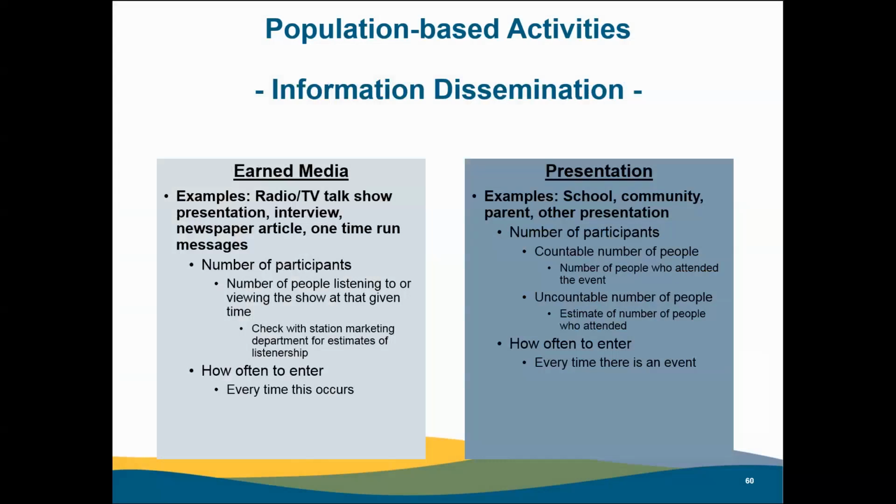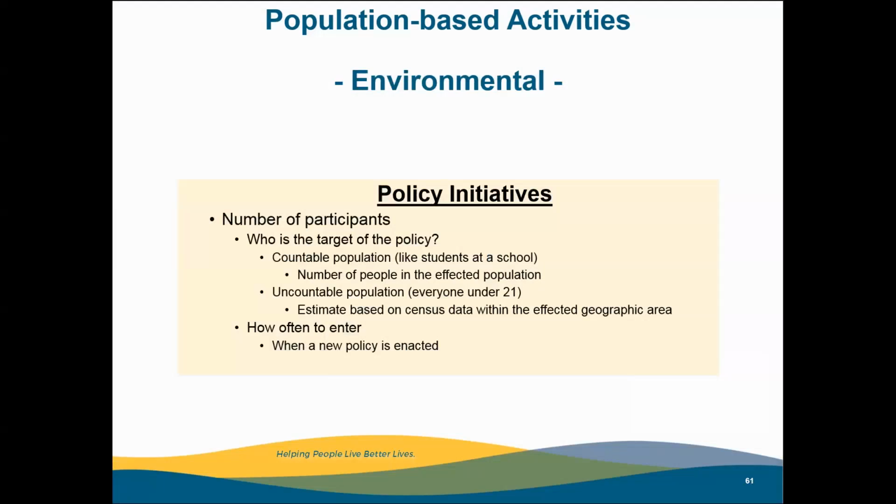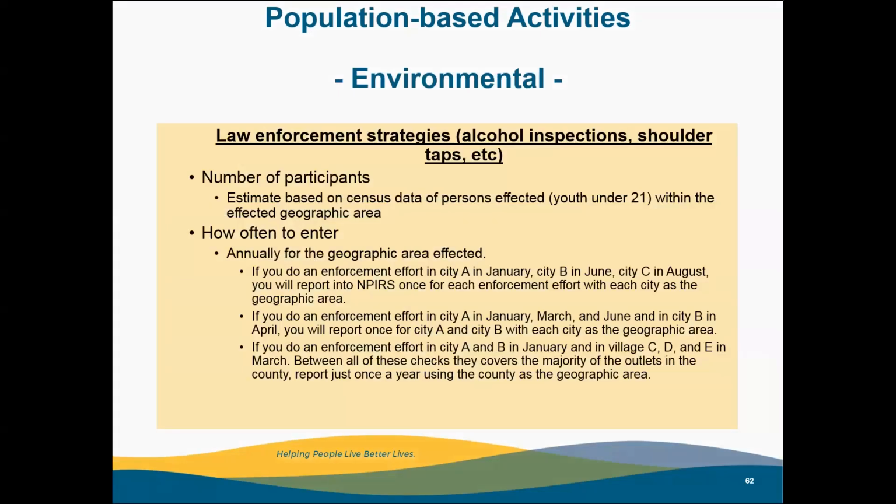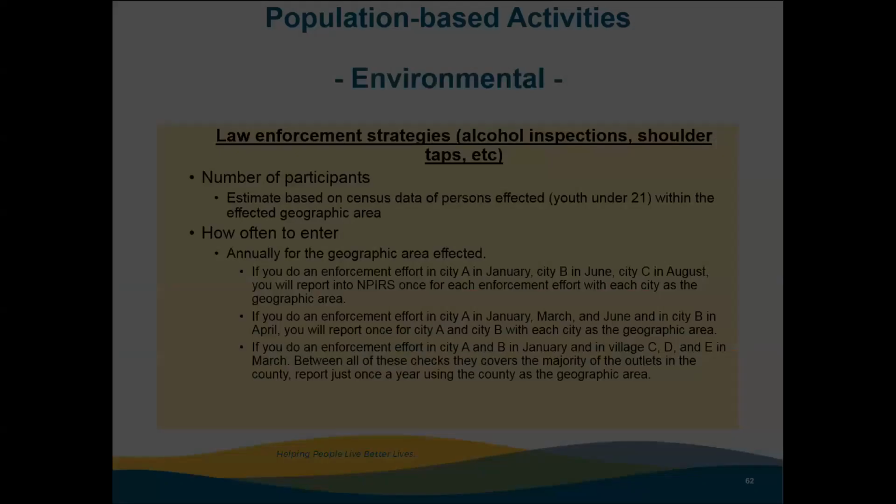And it really does go through each of the possible categories that you might need. If you feel like there is something missing that you use a lot and don't know how to report, please let me know, and I am happy to help you think through how to enter that into NPIRS. So that's for information dissemination and environmental strategies. We do have specific guidance on how to calculate that.